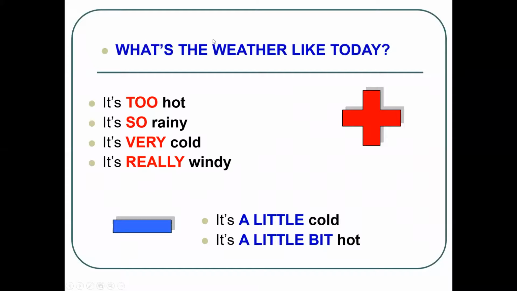So repeat, what's the weather like today? Repeat, it's too hot. Repeat, it's so rainy. Repeat, it's very cold.